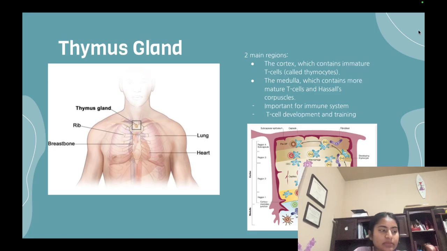So the major cell types in the cortex include the cortical thymocytes, which are the immature T cells. These are the most abundant, and these are early stage T cells that are not yet functional, and they undergo positive selection here, which means that only T cells capable of recognizing self MHCs can survive. They also have cortical thymic epithelial cells, and macrophages are also in the cortex. Macrophages are the cells that clean up and phagocytize thymocytes that fail selection.